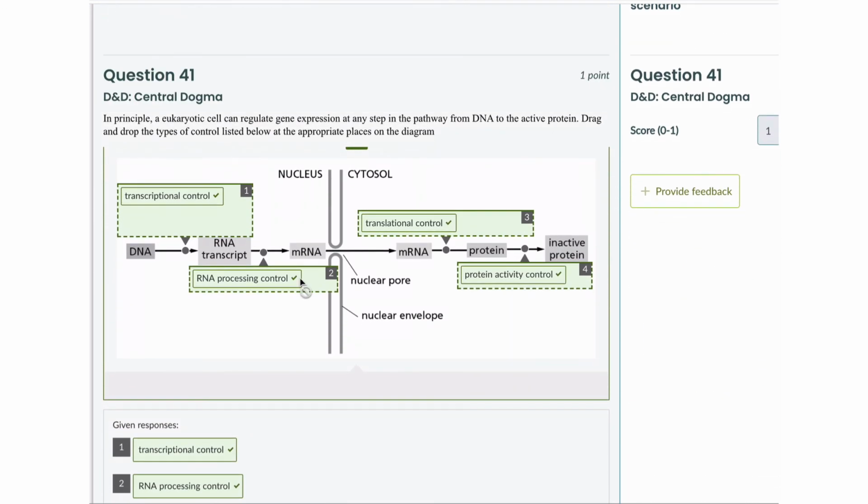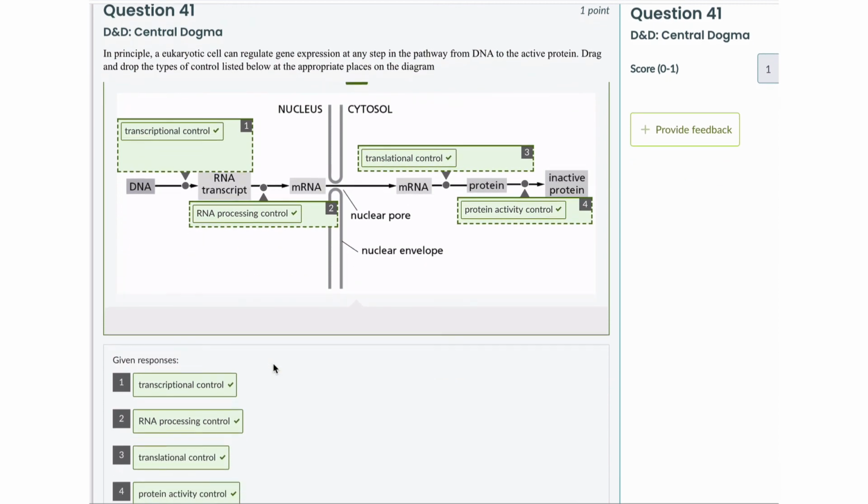Here's a question about the central dogma. Drag and drop these options into the correct slots. So DNA to RNA, that's transcriptional control. RNA to mRNA, so pre-mRNA to mature mRNA, that's RNA processing control. mRNA translated into protein, that's translational control. Once you have a protein, you can control whether it's active or inactive, that's protein activity control.